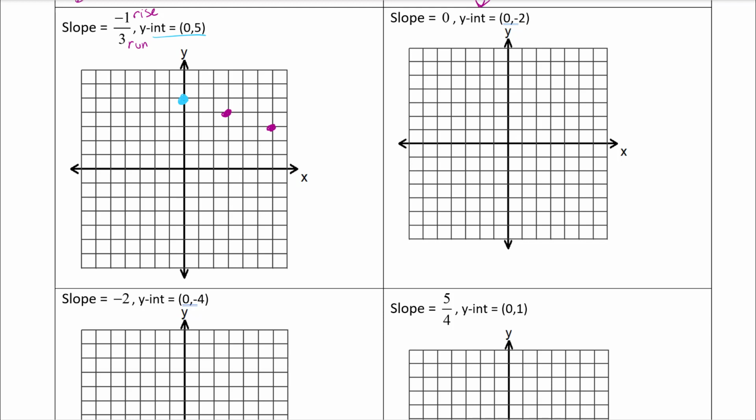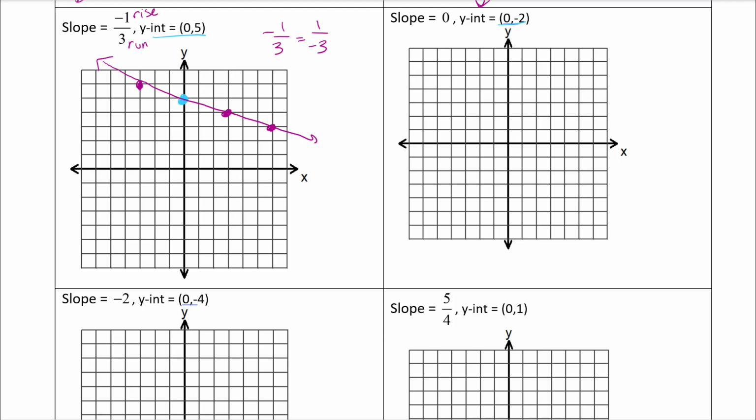The other thing I could do is up 1 and left 3. The reason I can do that is negative 1/3 is the same thing as positive 1 over negative 3. So I could rise a positive 1 and run a negative 3. Notice it's all on the same line.